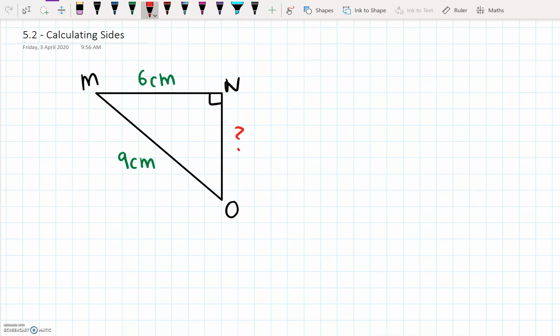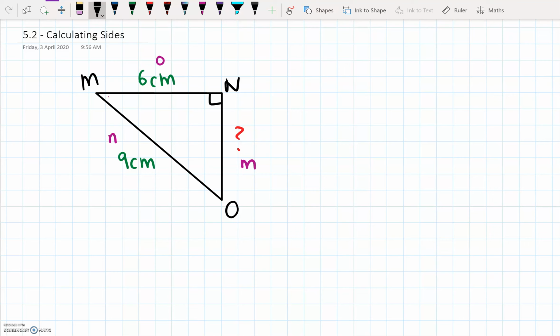Okay, first thing we're going to do, as usual, is start by quickly labeling our sides. So the side opposite M, the one with the question mark on it, is going to be small m. The side opposite N, the hypotenuse, is going to be called little n. And the side opposite O, the 6 centimeter side, is going to be called o.